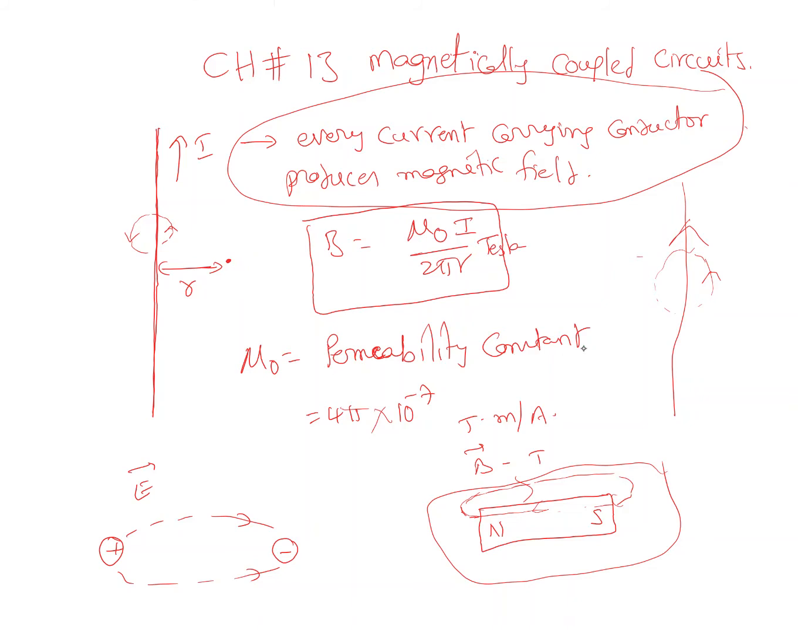Mu naught is the permeability constant. That value is 4 pi times 10 to the power of minus 7 Tesla meter per ampere. I is the current passing through the conductor, and r is the distance. If I want to find the magnetic field at this point, that magnetic field is mu naught I over 2 pi r. You can see that as the distance increases, the magnetic field strength goes down.